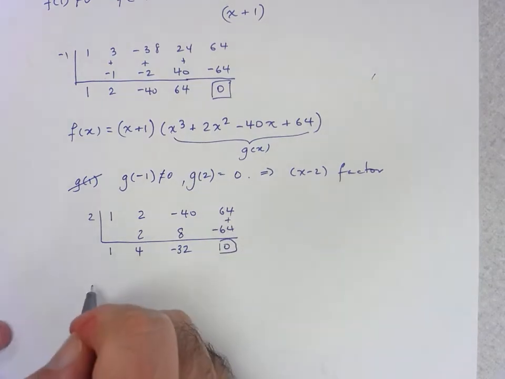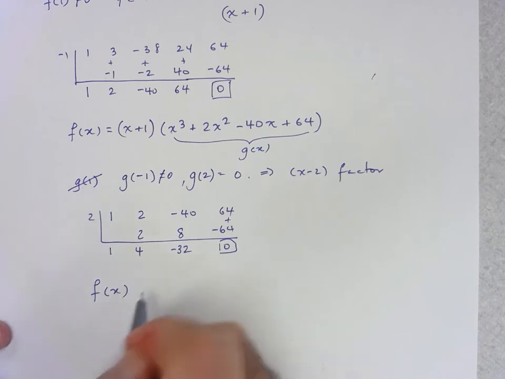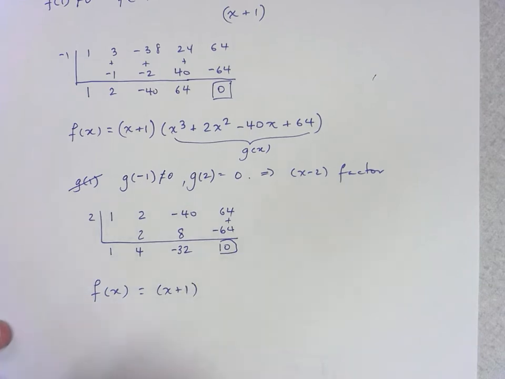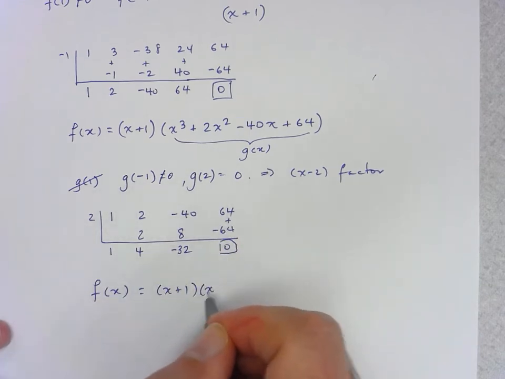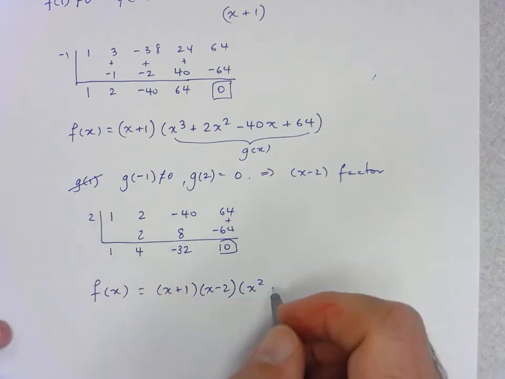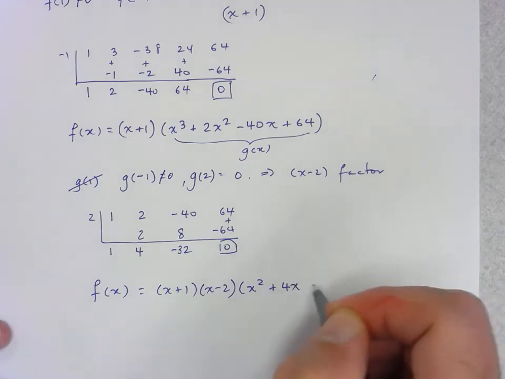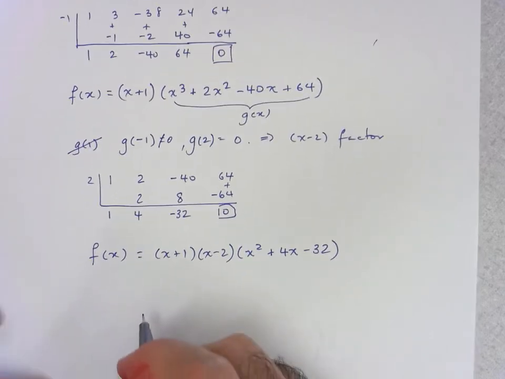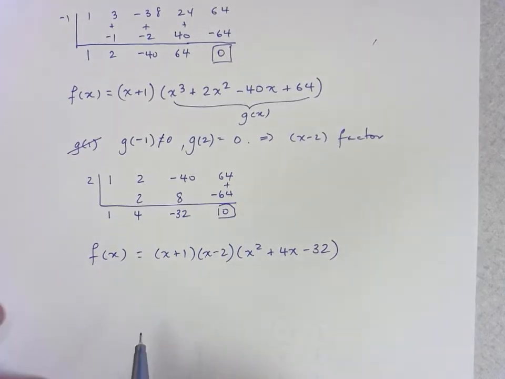So this means now that f at x, our original polynomial, can be written as x plus 1, our second factor of x minus 2, times the quotient of that last division, which is x squared plus 4x minus 32. Okay, and what's nice here is that I've got a quadratic. So if I'm looking for the zeros, I can either factor, hopefully it'll factor nicely, or worst case scenario, I could always use the quadratic formula to determine the other two x-intercepts.